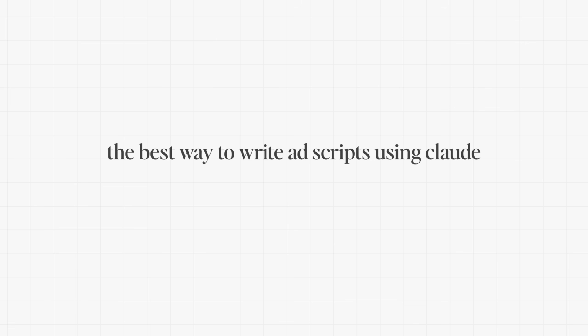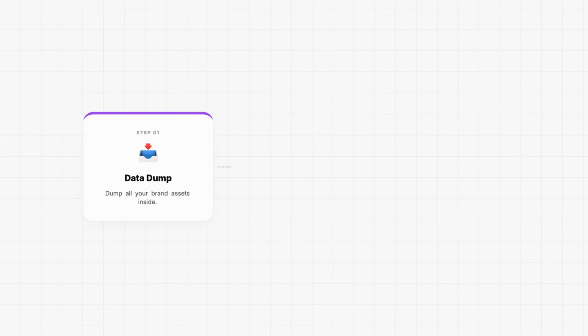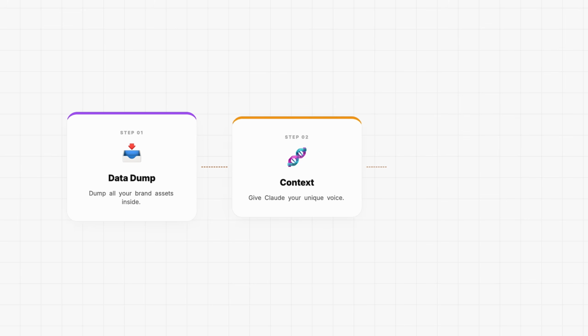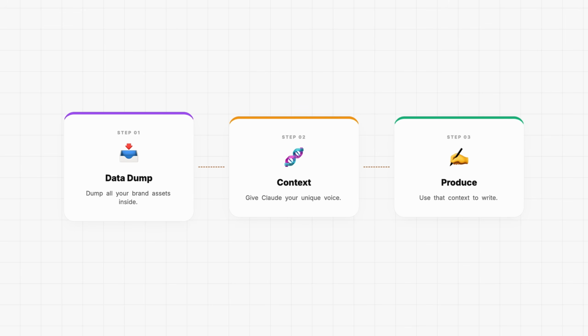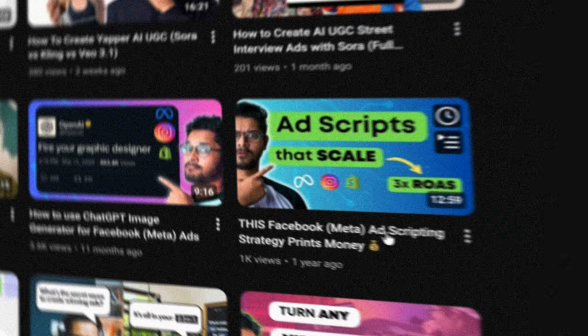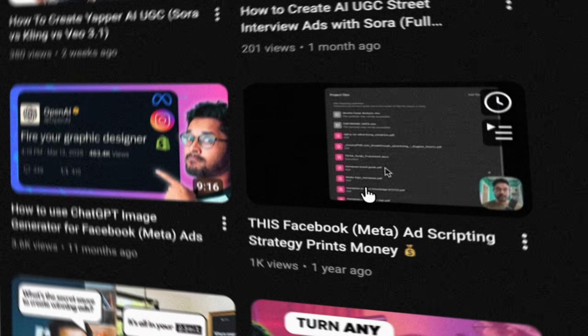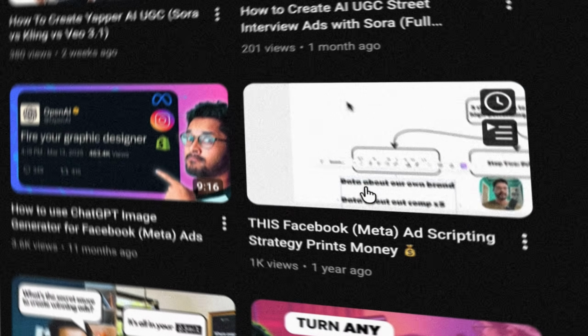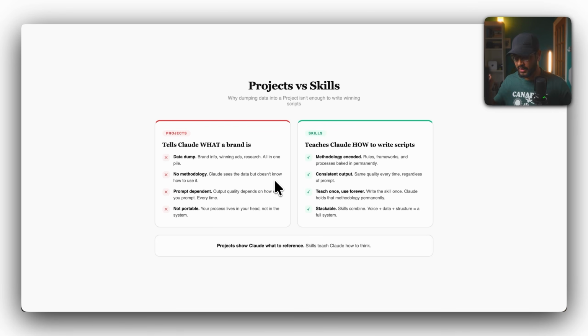So previously, the best way to write ad scripts using Claude was to create a project. Dump all of your brand data inside of that project, give Claude brand context to then write scripts. And to a very large extent, this worked. I've even got a video from last year where I talk about how I create projects inside of ChatGPT to write my ad scripts. But this method comes with a huge limitation.